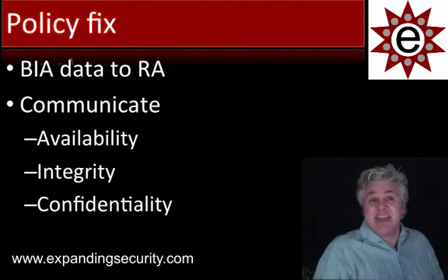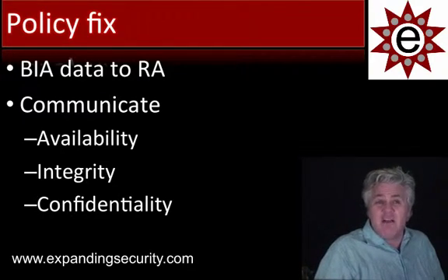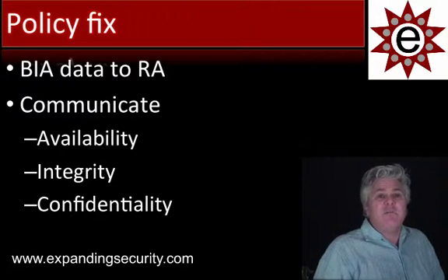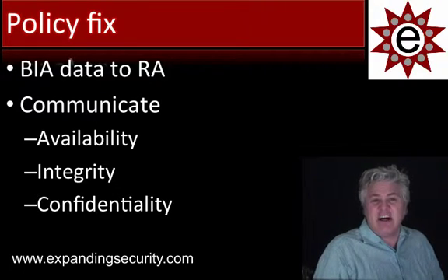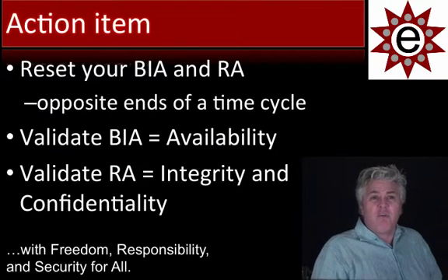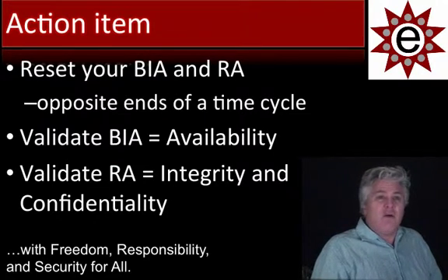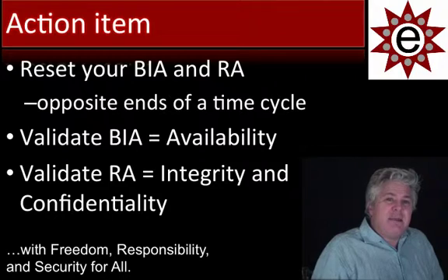The policy fix I think would work really well is the BIA data being pushed over to the RA and vice versa. And when we communicate for either of these processes, actually focus in on availability, integrity, and confidentiality when we communicate. From an action item standpoint, we could reset our BIA and our RA time cycles.